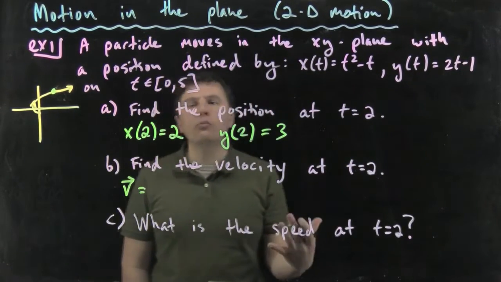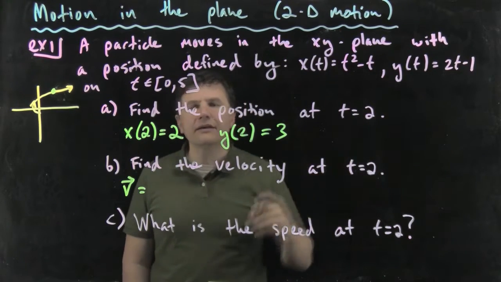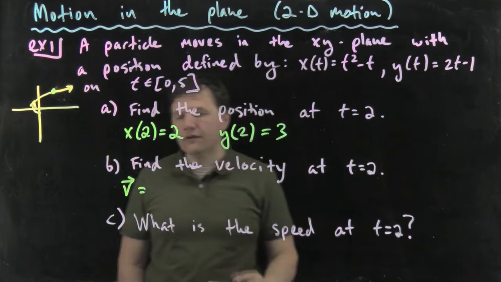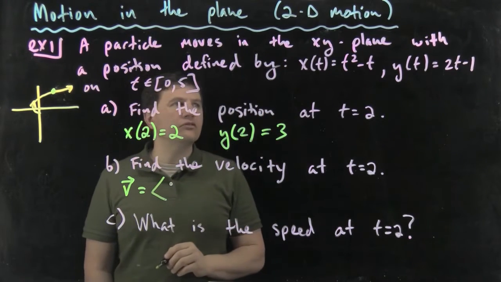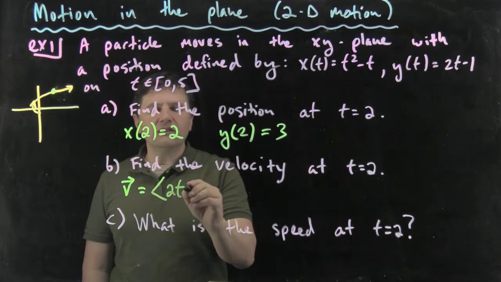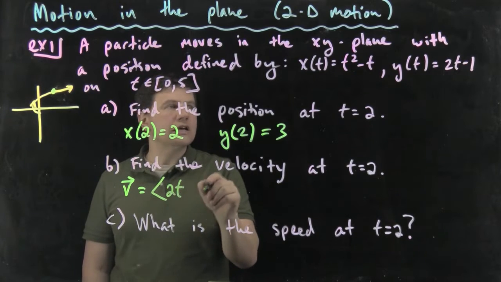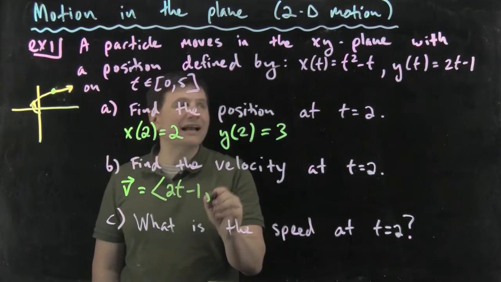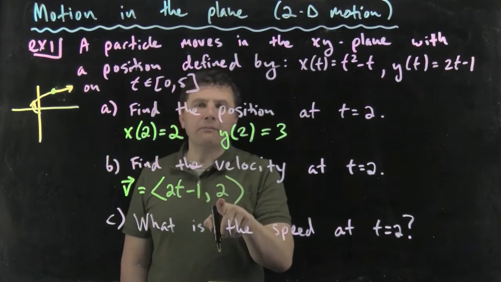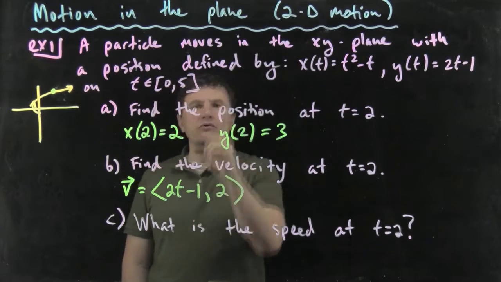I will tell you, if this was an open calculator and I wanted to find the velocity, I would just use Math 8. Unless they specifically ask for the velocity in terms of t, then I would have to take the derivative. So my velocity in terms of t, once again a component vector, would be (2t minus 1, 2). So my y component is always positive, always 2.